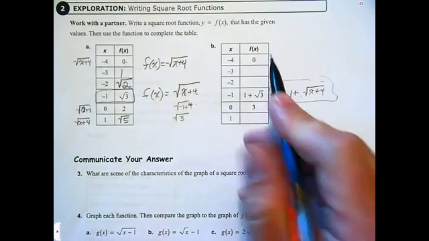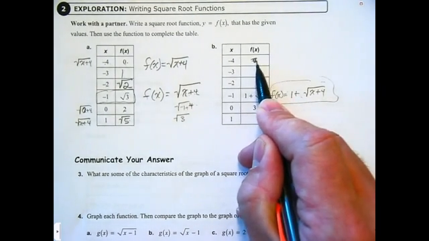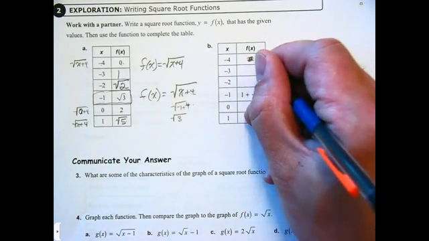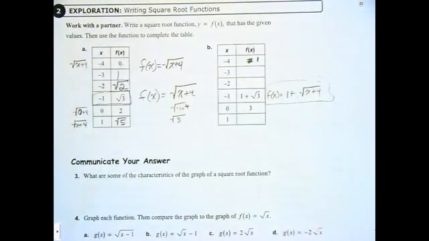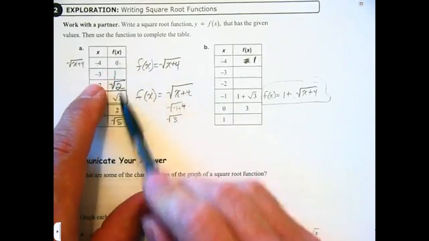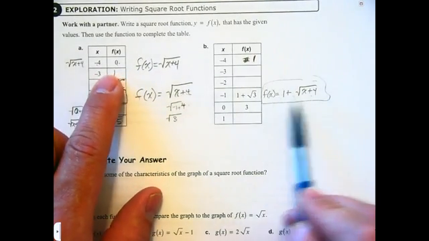The only problem is this one and this value, the book actually misprinted. In my book, it says 0. In your book, does it say 0? This should be a 1. Right here. Because all these values over here have to be 1 greater if we're taking the same rule, using the same inputs.